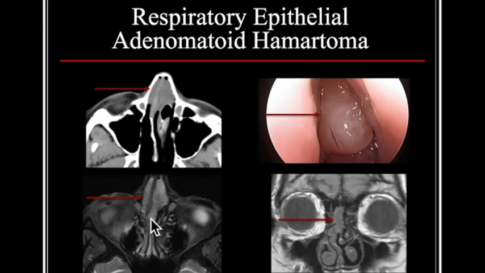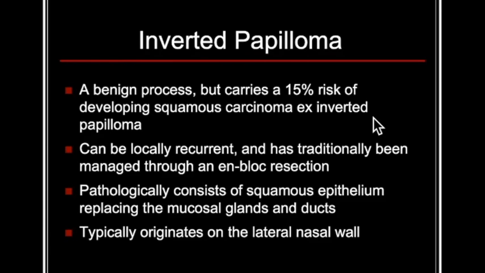On the T2 images, we see a little bit of a heterogeneous increased T2 signal intensity. On the T1s, it goes almost all the way up to the anterior skull base, and here it is on endoscopy, just hanging down there from the olfactory cleft. And again, that's benign. Inverted papillomas are also benign, but can be locally aggressive.